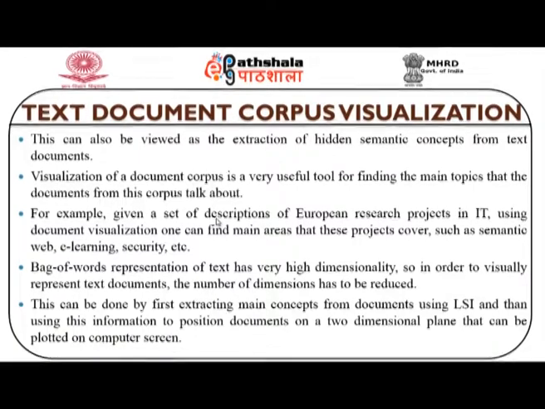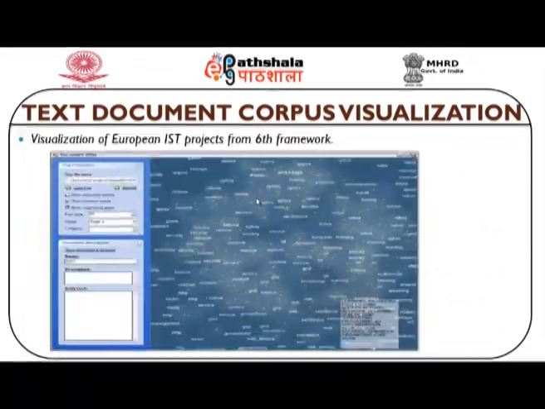The bag of words representation has very high dimensionality. In order to visually represent the text documents, the number of dimensions has to be reduced. This can be done by first extracting the main concepts using LSI, and then using this information to position the documents onto a two-dimensional plane that can be plotted on a computer screen. So this is an example visualization of the European IST projects from the 6th framework.